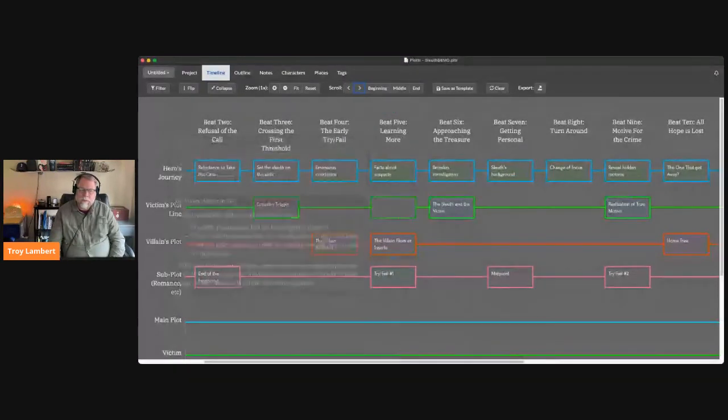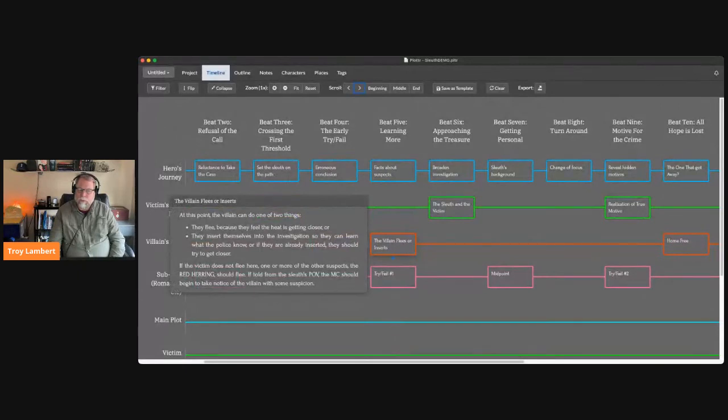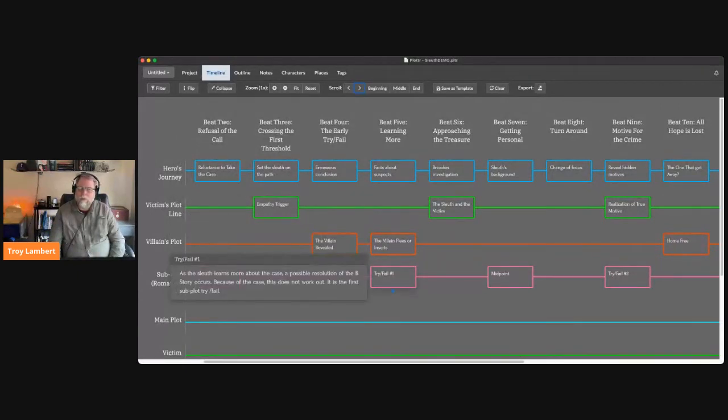The villain flees or inserts themselves in the investigation sometimes. And usually in beat 2 is where our sleuth tries to resolve the B story. Either he tries to connect better with his daughter or his love interest or his wife or whatever. And typically the thing that disrupts this try-fail is something to do with your mystery. So your mystery is always the center of these things. The romance, the things like that can be a side of things.